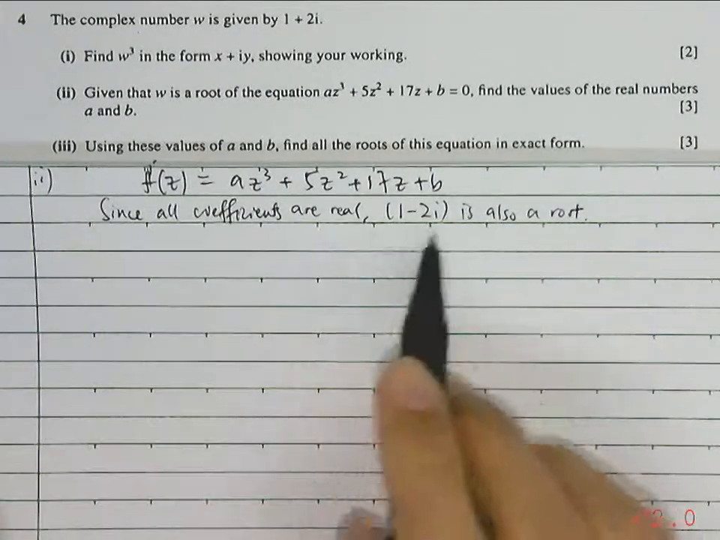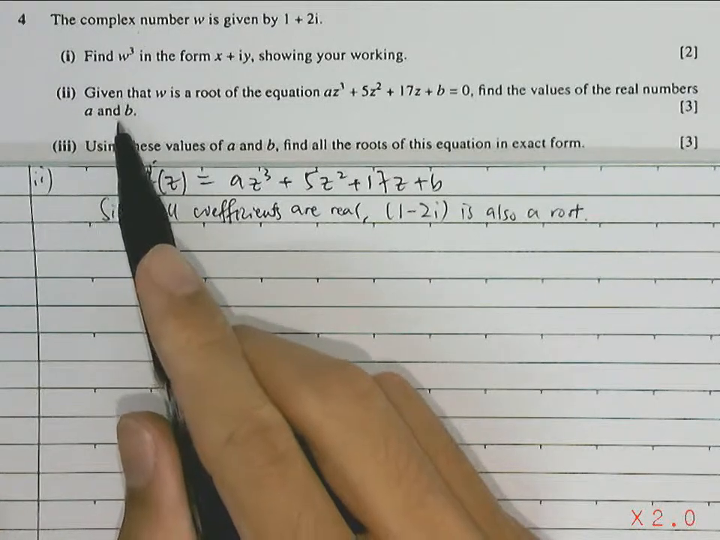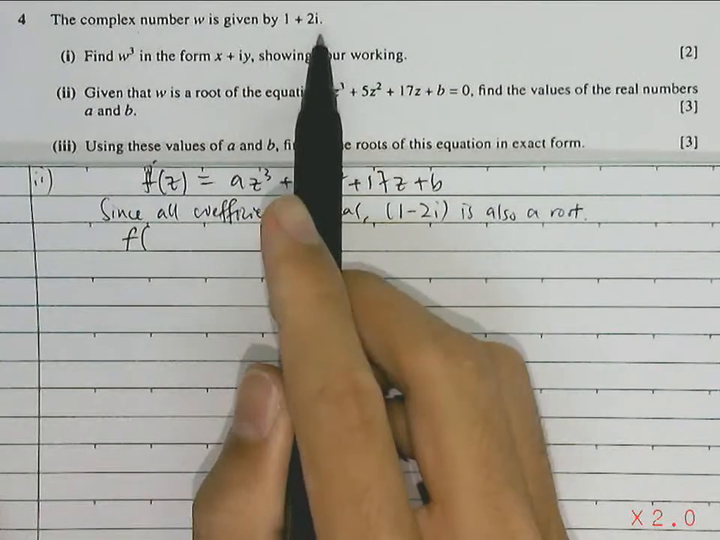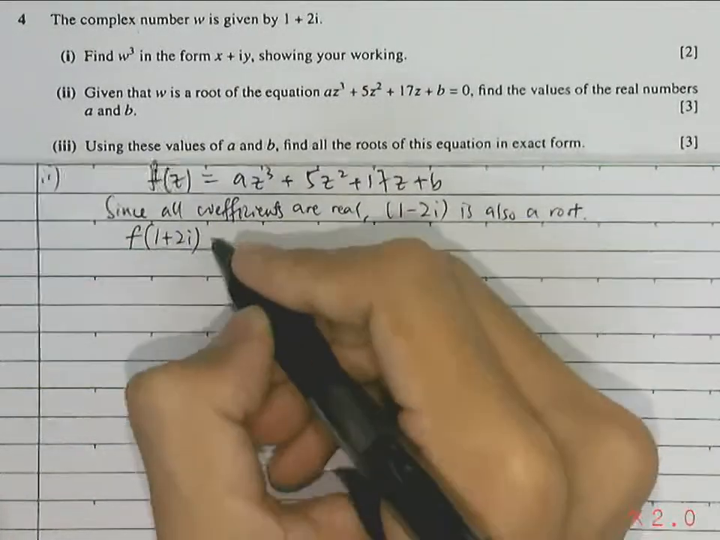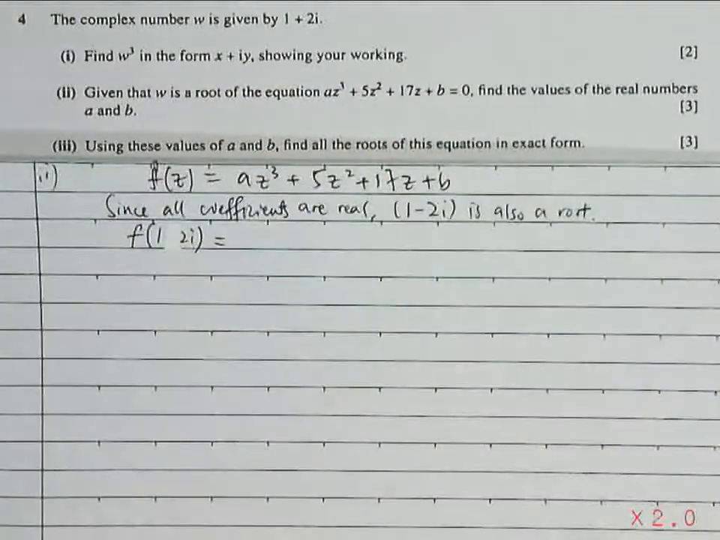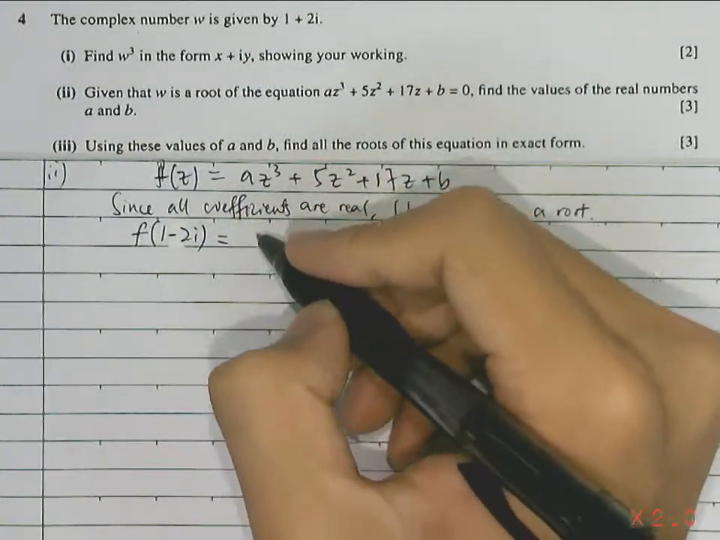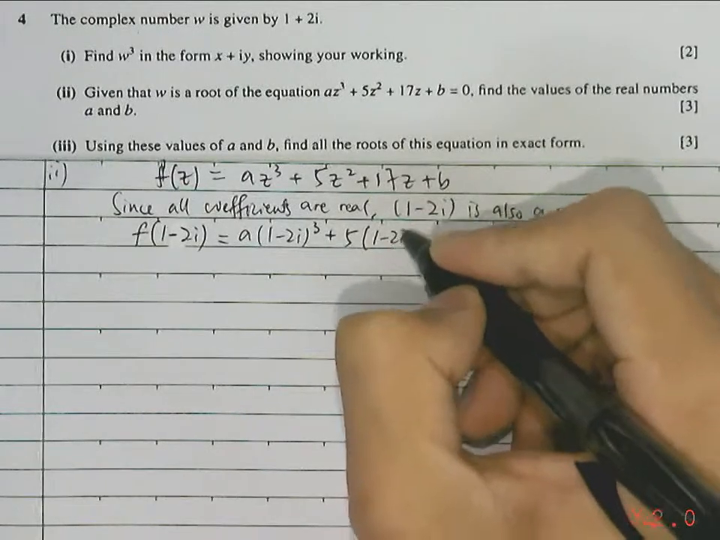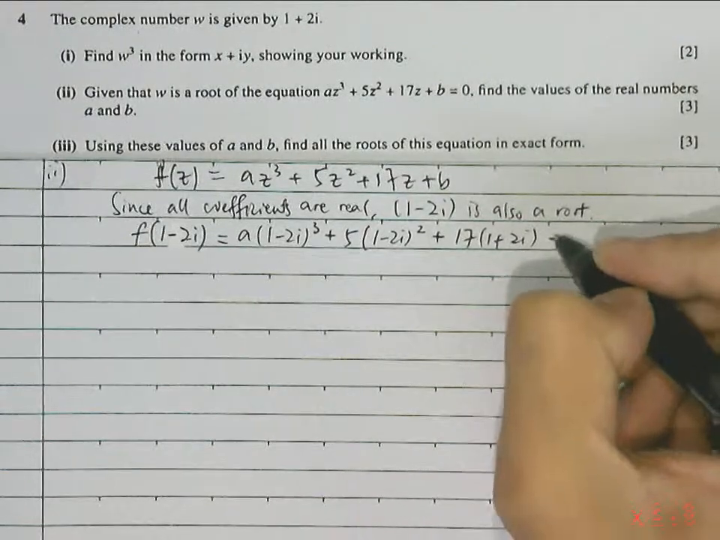Since we know that this is a root, next they ask us to find the real numbers a and b. One easy way to find this is to sub in the root. We can either sub in 1 plus 2i or 1 minus 2i, both will do. For example, if we sub in 1 minus 2i, then we will have a(1 minus 2i) cubed plus 5(1 minus 2i) square plus 17(1 minus 2i) plus b.